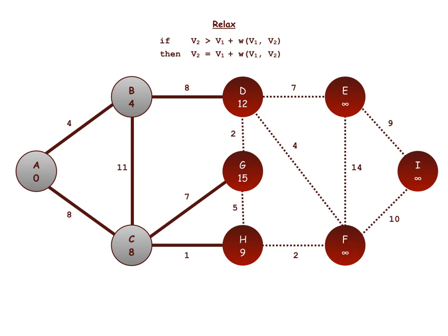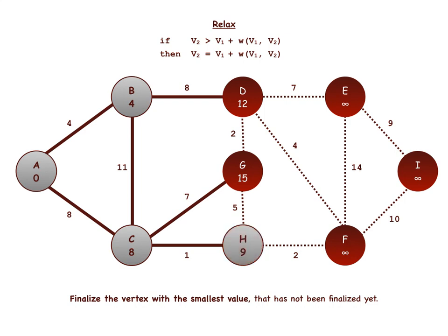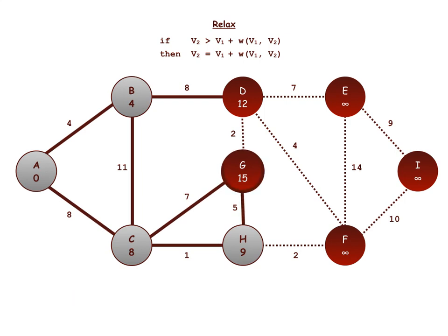So, we have relaxed each of the edges coming out of C. Next step is to finalize the vertex with the smallest value that has not been finalized yet. That is vertex H. And now we're going to relax each of H's out edges that have not already been relaxed, starting with the edge connecting H and G. Here we compare 15 to 9 plus 5. 15 is a larger value, thus meaning we have found a shorter path to G, so we're going to update it to 9 plus 5, which is 14.